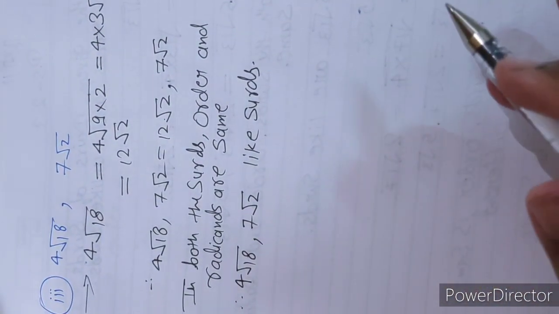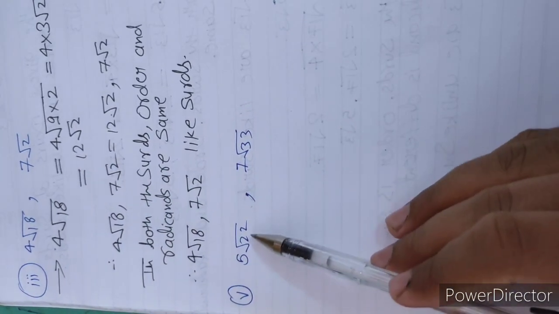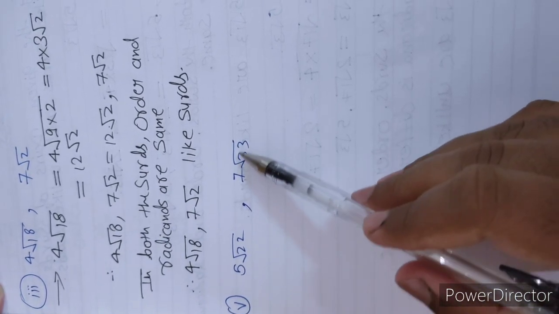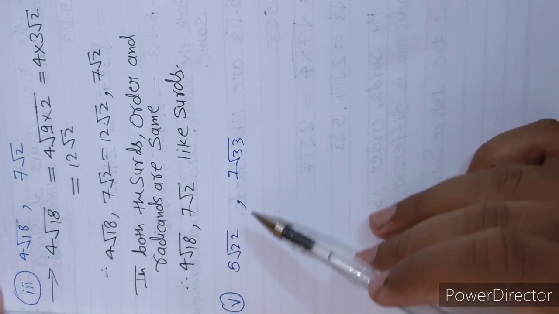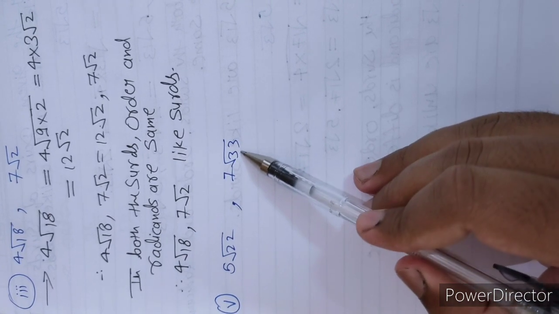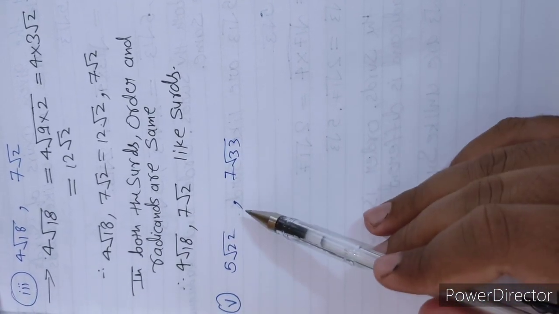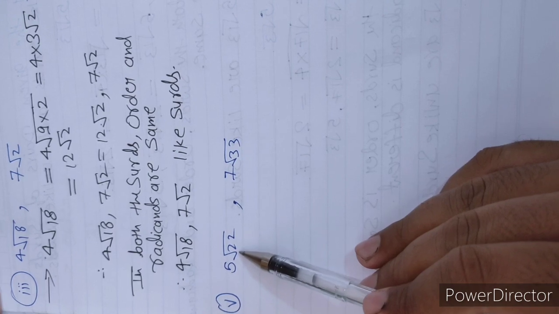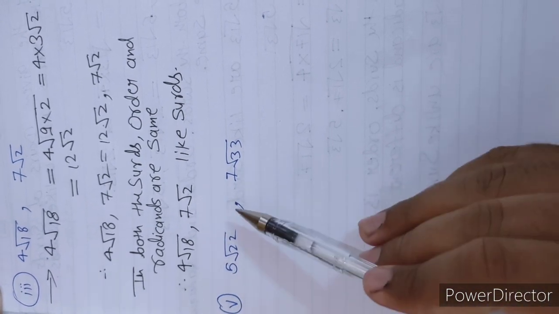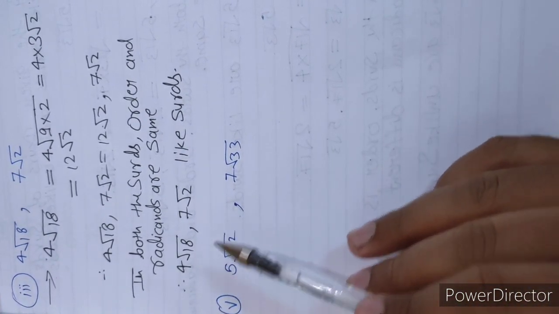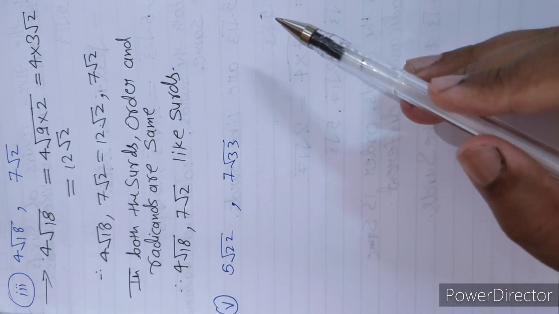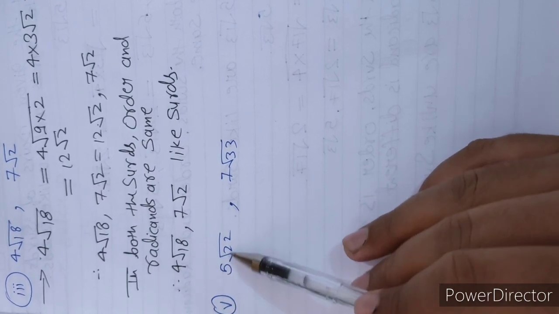Okay, let's do question number 5. In question number 5, two surds are given. First one is 5 root 22 and second one is 7 root 33. We are observing that these two radicands, that is 22 and 33, come in the table of 11. We can write 22 as the multiple of 11, that is 11 twos are 22, but the square root of 11 as well as square root of 2 is not predefined. So this can't be simplified further at this step.